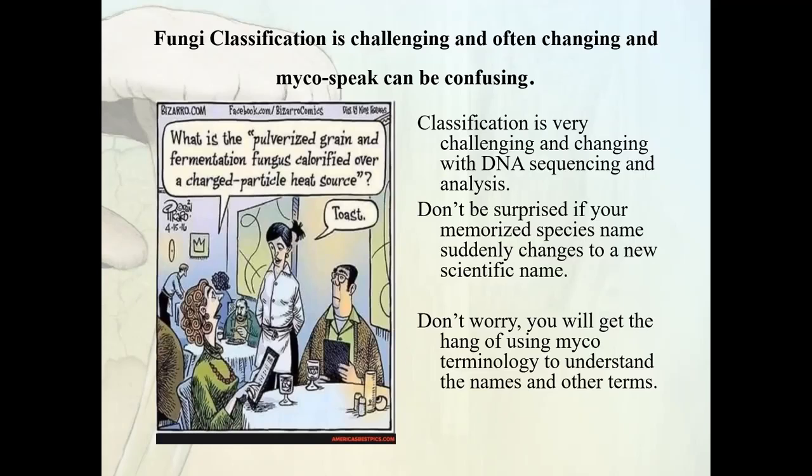Classification is very challenging. You go through the trouble to learn the scientific name of your favorite great mushroom, and then it turns out the name's been changed because it happened to be a European name, and DNA sequencing shows that it's an entirely different species. The Audubon book that I was showing you, I bet there are a lot of names in there that have since changed. You'll get the hang of the mycological terms as you progress.